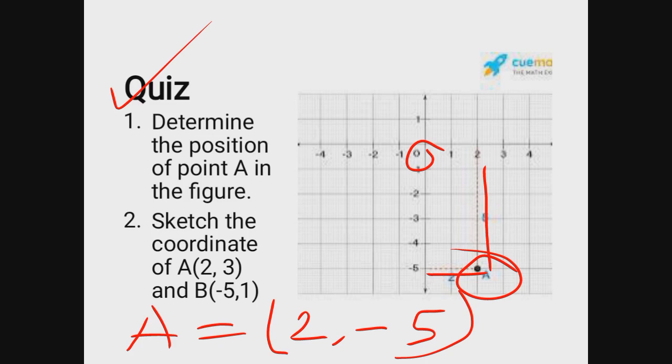Then with that, I'm challenging you to try the second question. Sketch the coordinate of A, which is (2, 3), as well as point B, which is (-5, 1).